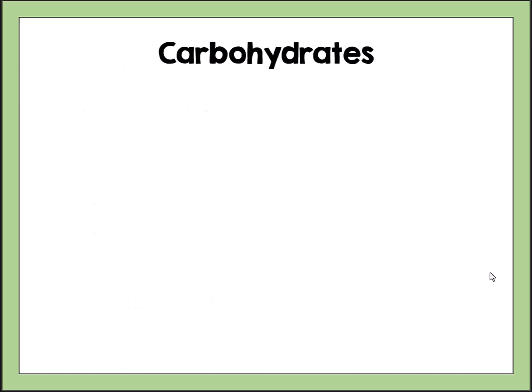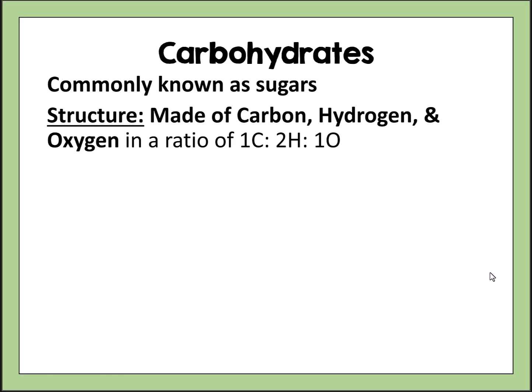Starting with carbohydrates, these are commonly also known as sugars. So anytime you are discussing carbs in a nutrition environment, these are going to be used in your body as sugar. Their structure is that they're made of carbon, hydrogen, and oxygen in a ratio of 1 carbon atom for every 2 hydrogen atoms for every 1 oxygen atom. So that ratio is always going to form a sugar or a carbohydrate.